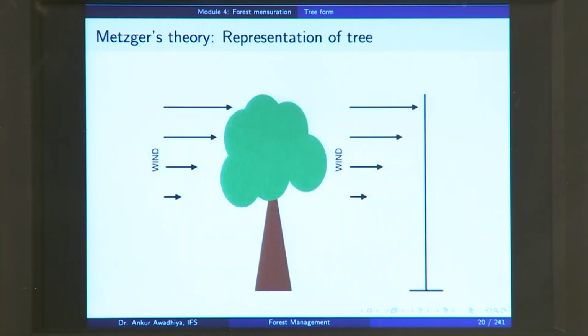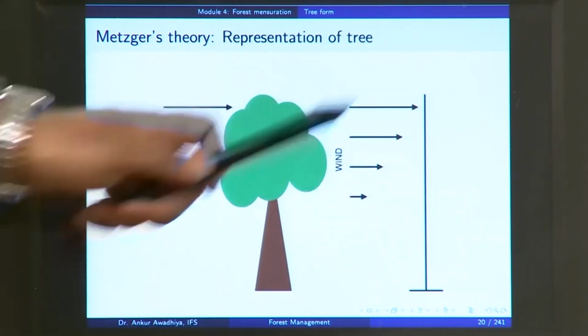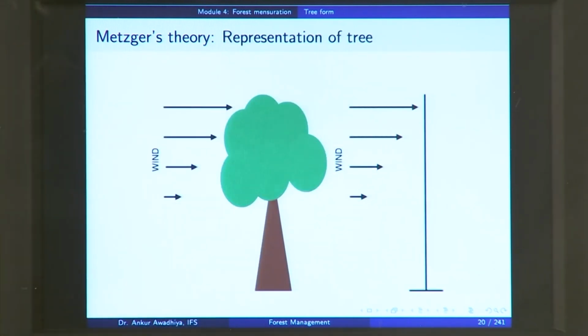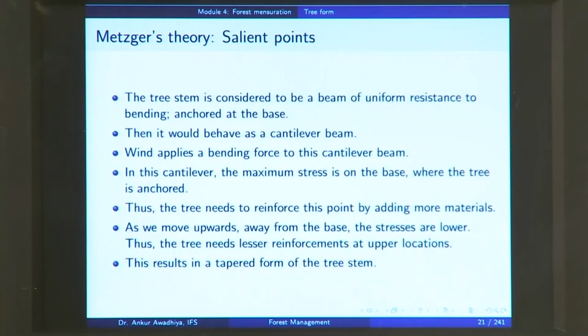So, as we move up, the stresses are lowered and the amount of material that is deposited at any place is proportional to the amount of stress that is there at that particular place. So if there are lesser stresses, then you have a lesser amount of material that is deposited, and this results in a tapered form of the tree stem.